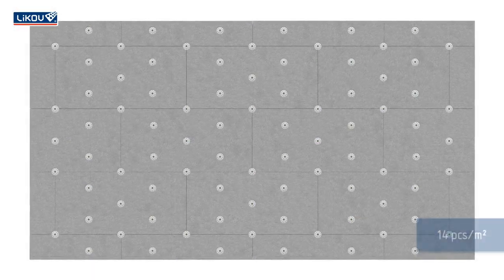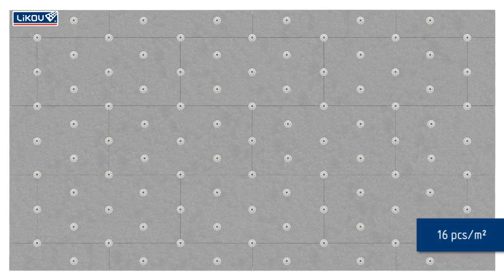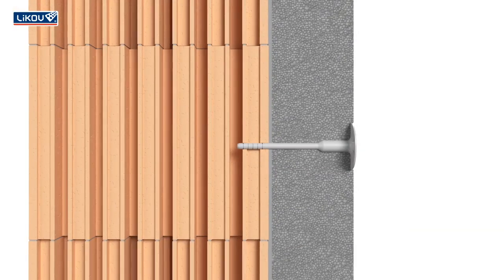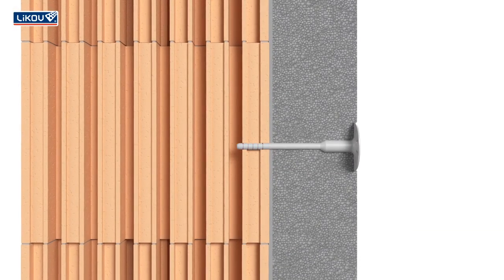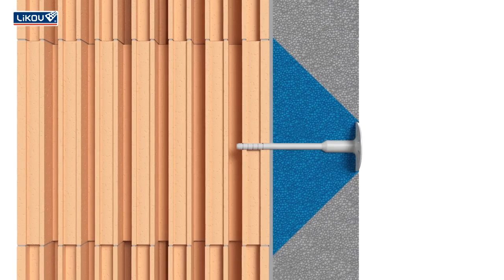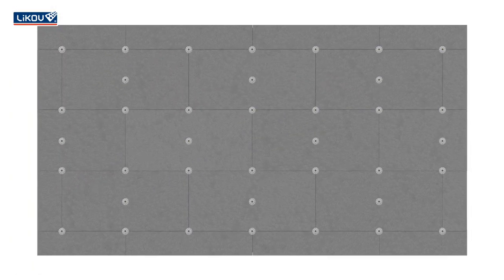Of course, the parameters of the anchors, the substrate material, and the strength of the thermal insulation material play a crucial role in the calculation. The ability of the anchor to stabilize the ETICS is determined by the force required to pull it out of the substrate and the force required to pull the anchor through the insulation. The higher these values, the fewer anchors per square meter are needed.